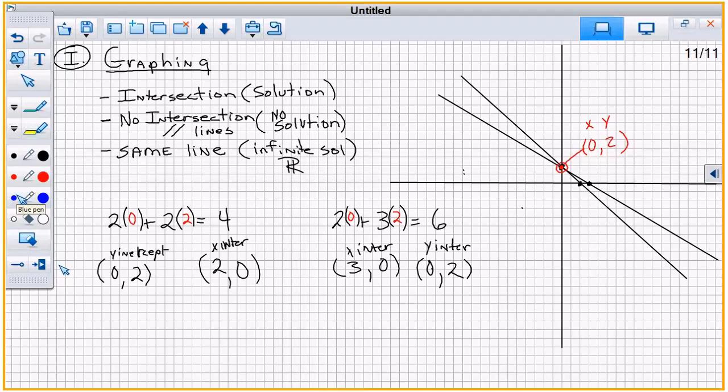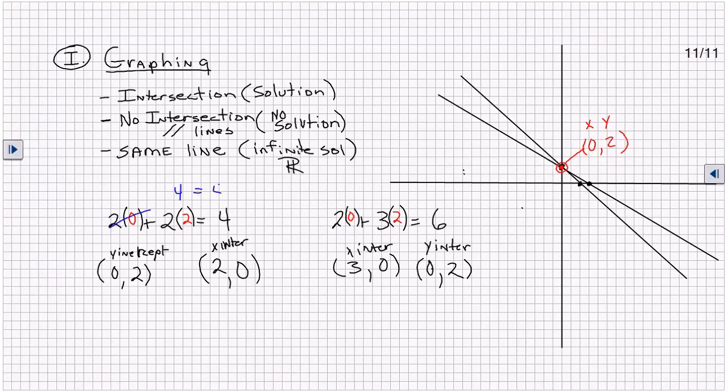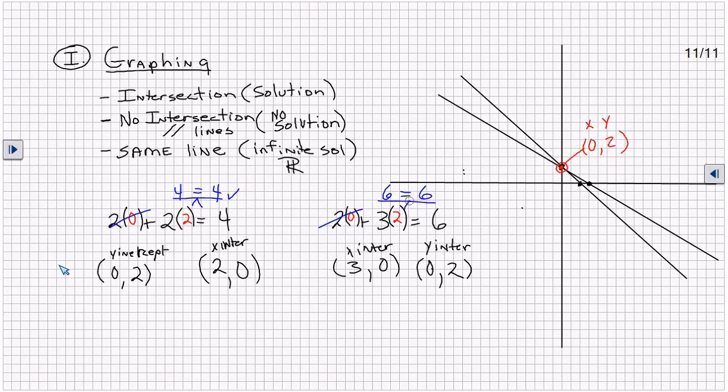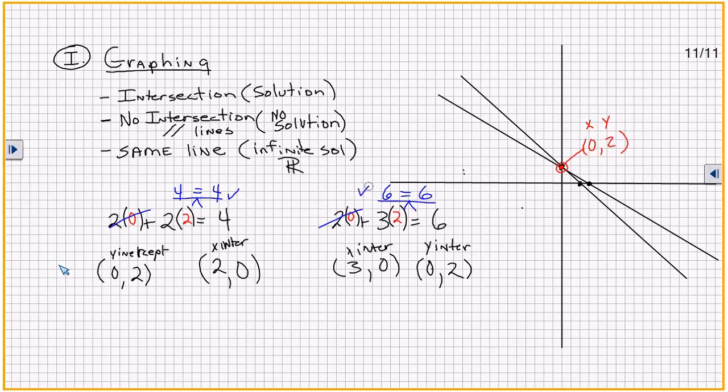0 times anything goes out, and that's going to leave 4 is equal to 4, which is a true statement. 0 goes out here, and this leaves 6 is equal to 6, which is a true statement. So the intersection point represents the X and Y pair that works in both equations. Now, you would have got the same answer if you would have used method 1, method 2, or method 3, but you would have to solve for Y on both instances. So always remember this too.